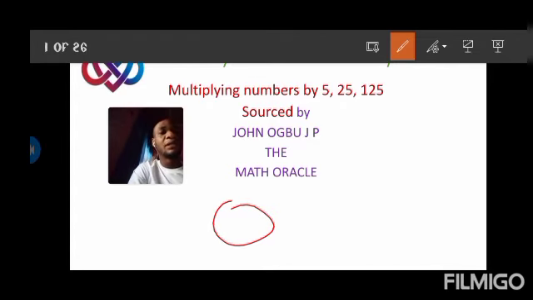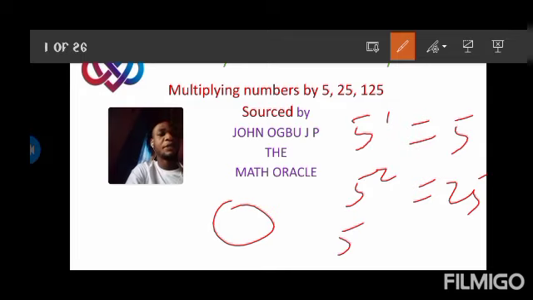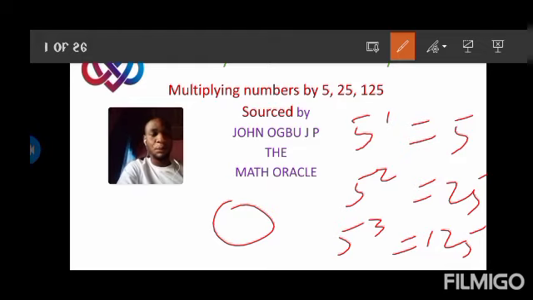5 to the power 1 gives me 5. 5 to the power 2 gives me 25, and 5 to the power 3 gives me 125. Just look at it, it's following very simple rules. To get it, you get it all. You understand me? So now we are going to learn how to multiply numbers by 5, 25, and 125, and we are going to use some of this principle to sort out the issue.